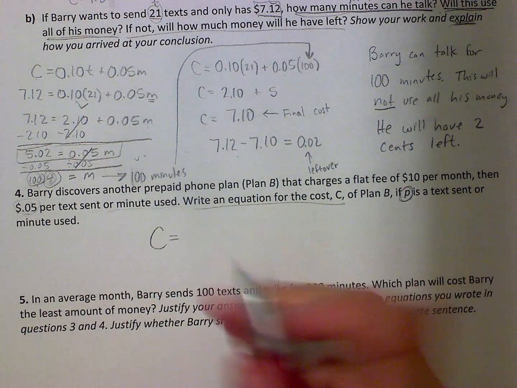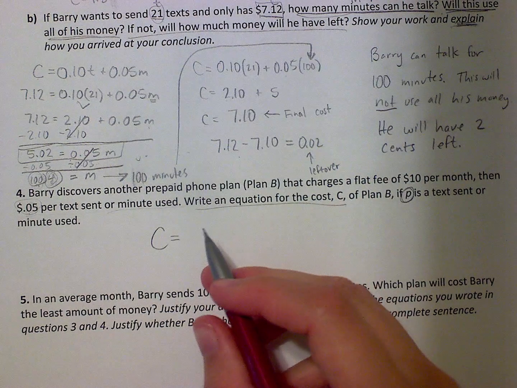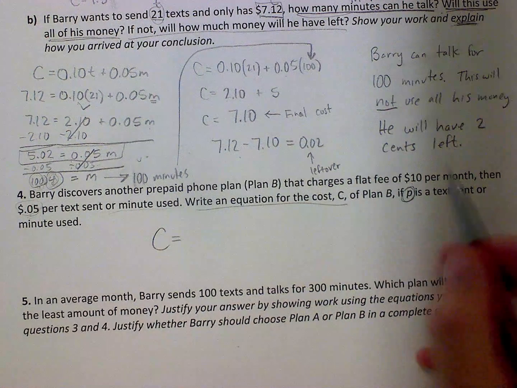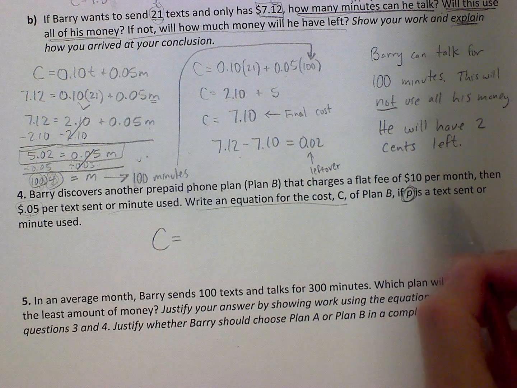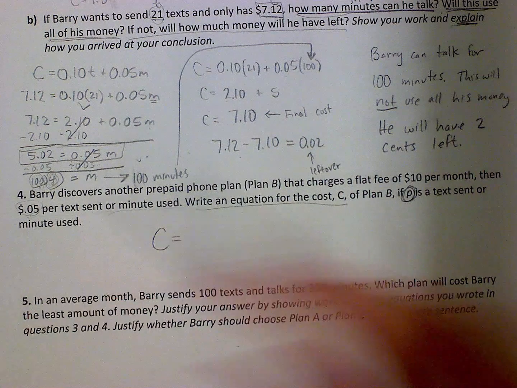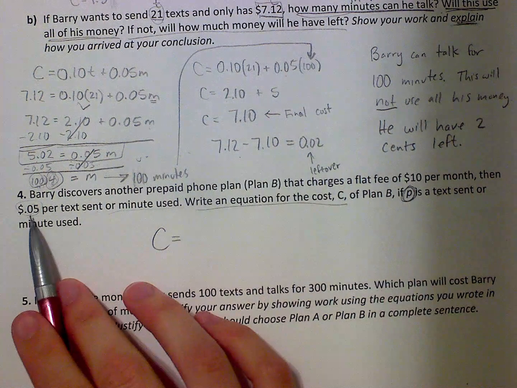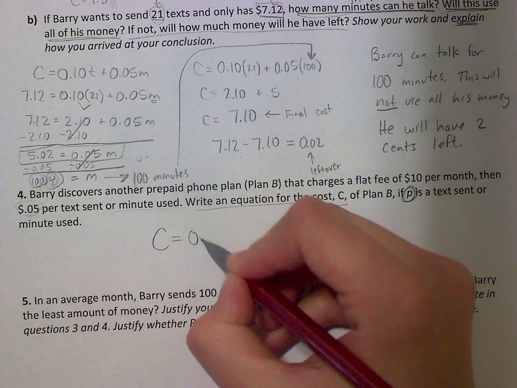Okay, so this is actually kind of like the earlier problems, right, which is I just have this P, which is either a text or a minute, and it's 5 cents each. So every time I send a text or talk a minute, I have to multiply it by 5 cents. So that's here.